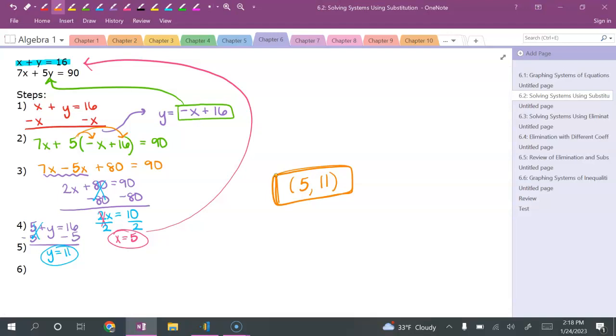The last step that I had up above when I went through those was checking your answer. So if I look back at that equation that I've got highlighted up there, if I plug in 5 for x and 11 for y, and I do this math here, I do get 16 equals 16, so it checks out. That's an easy way for you guys to check and make sure that you got the right answer.